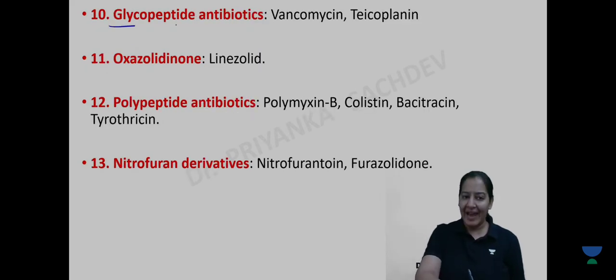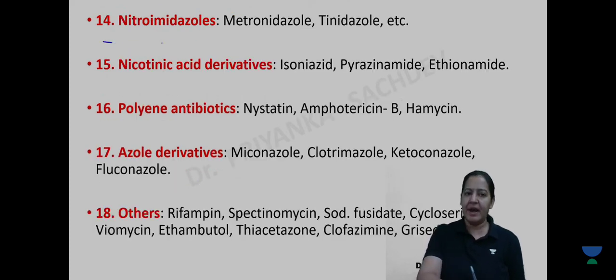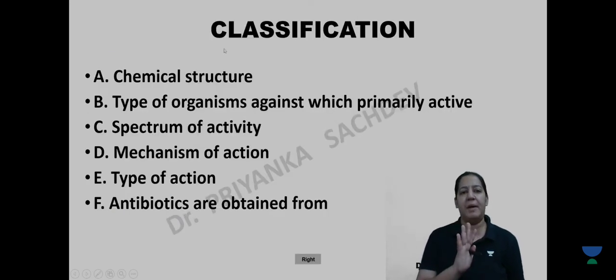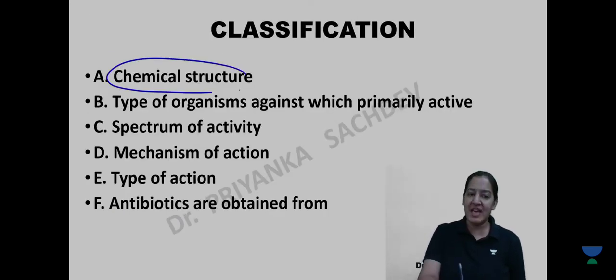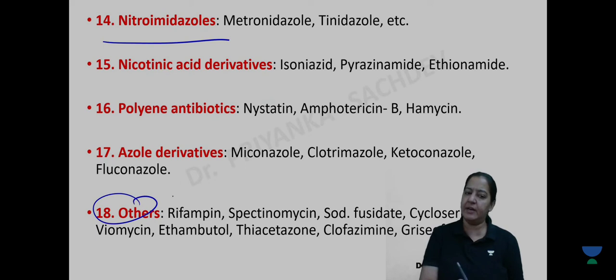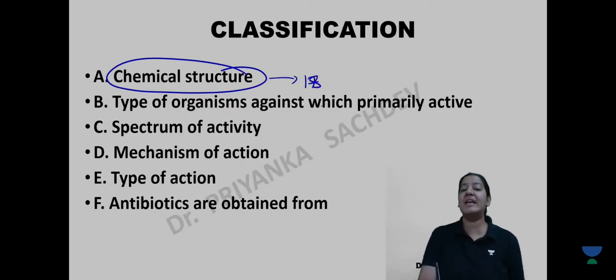Lincosamides are there. Glycopeptides, oxazolidinedione. It can be polypeptide. It can be nitrofuran. It can be nitroimidazoles. So I don't recommend learning this classification. But yes, it is the classification based on the chemical structure of the drug. Based on the chemical structure, we divide the drugs into 17 different categories, and 18 including others.